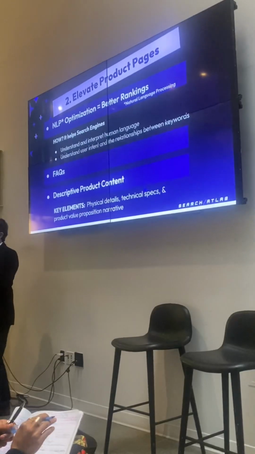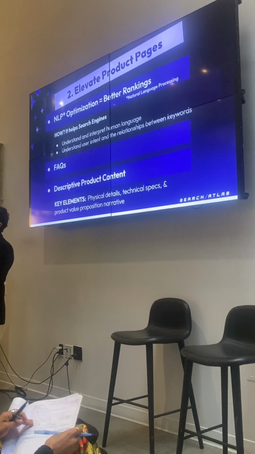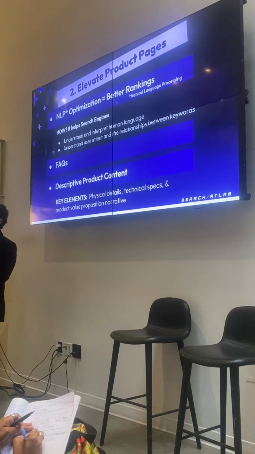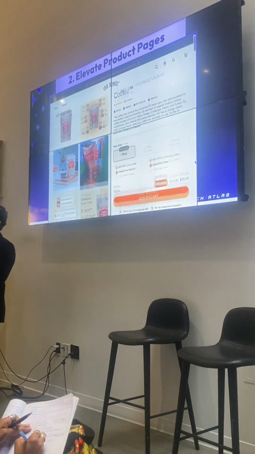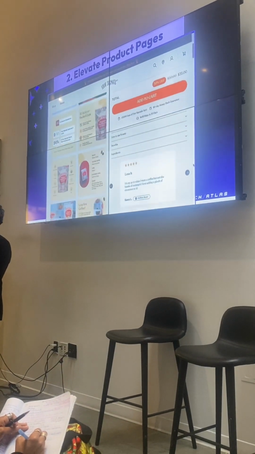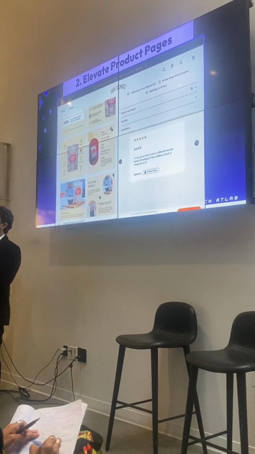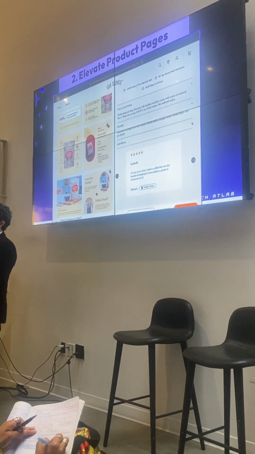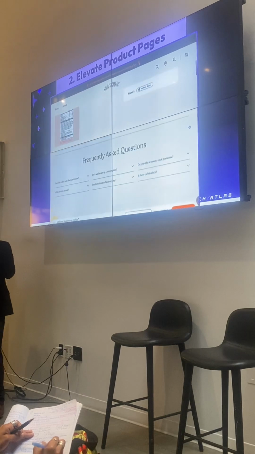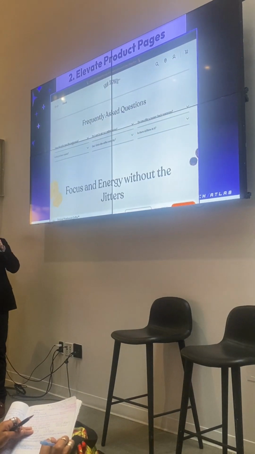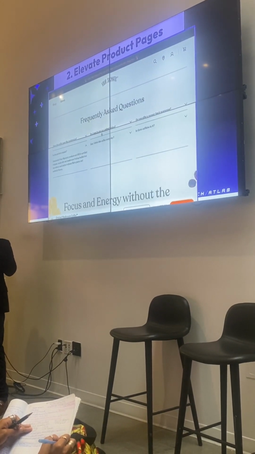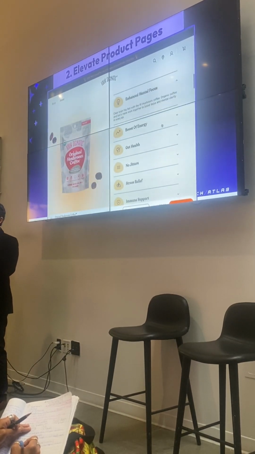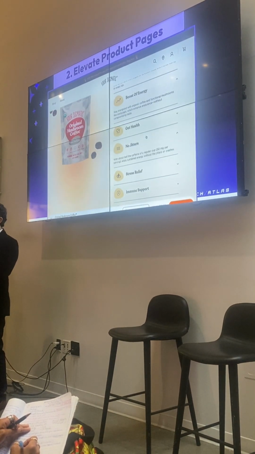We're also adding FAQs, and we're adding really descriptive product content. So I showed you the product content on the collection page, but you need it on the product page too. Here is an example of one of the best product pages that proves exactly what I'm trying to show you guys here. Look at the accordion menus. Look at the FAQs. Look at how much information is on this page. It's not overwhelming, is it? Right? It looks sleek. It looks well designed.